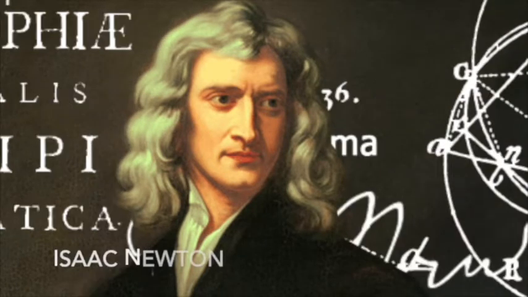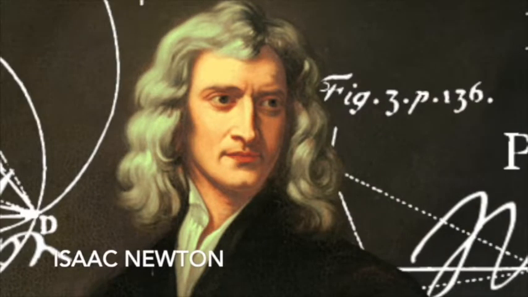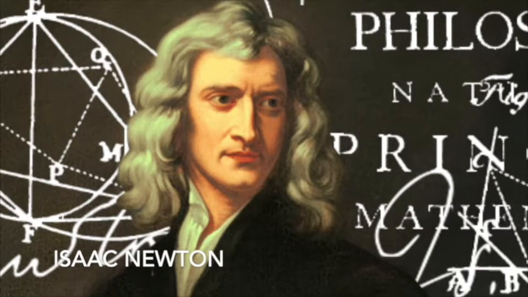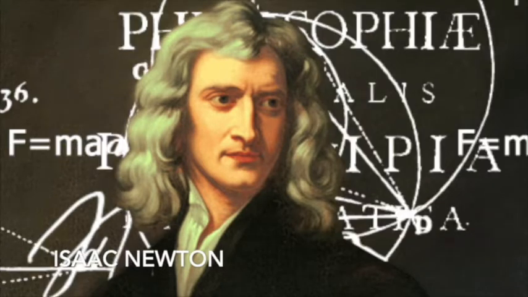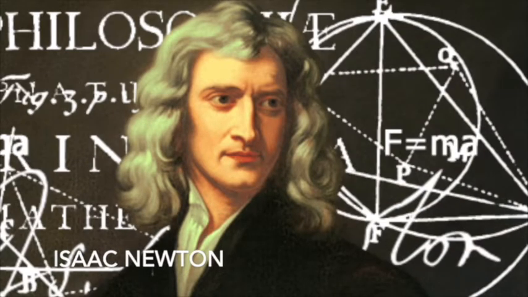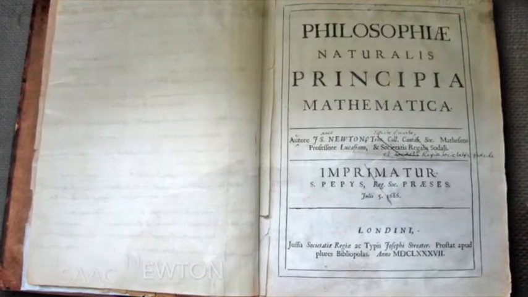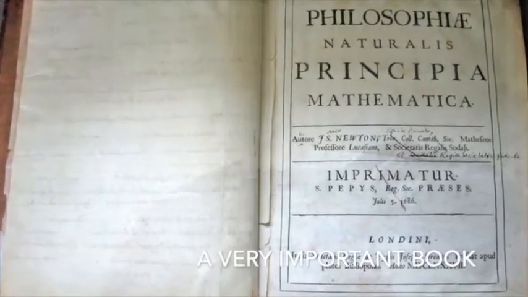In 1687, Isaac Newton from England published his book, Philosophiae Naturalis Principia Mathematica. In it, he used Kepler's observations along with his own to develop his law of gravity.